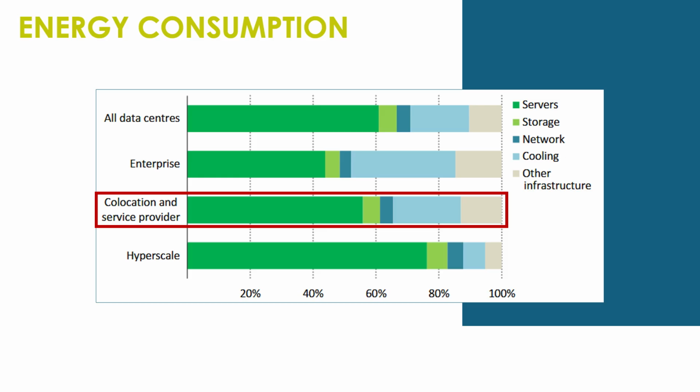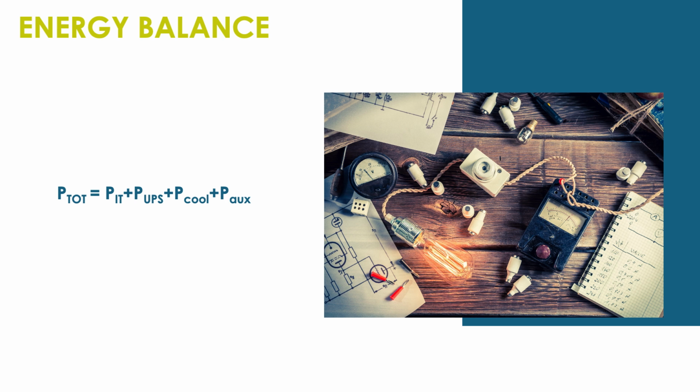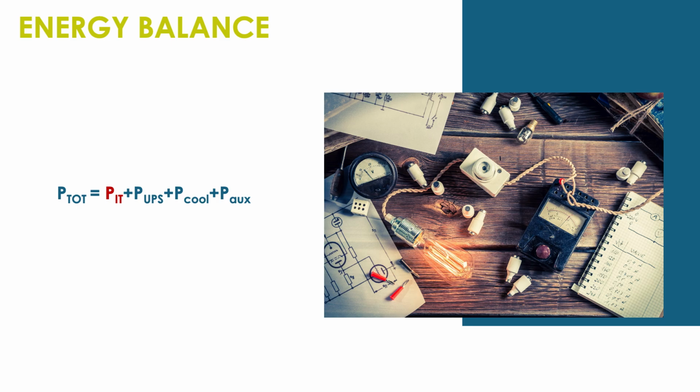To quantify these loads over time, we can refer to the given equation, which is a simplified energy balance for data center facilities. The total power demand at a given time on the left-hand side of the equation is expressed as the sum of the contribution of each equipment. The terms on the right-hand side of the equation represent respectively the load from the IT equipment, the load from the UPS systems summed up with the losses in the power conversion, the load from the cooling systems, and the power consumed by the auxiliary systems.